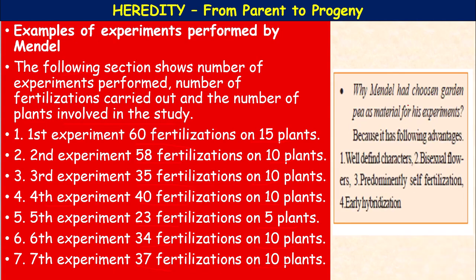So, why had Mendel chosen the garden pea as the material for his experiments? Because of the following advantages. Well-defined characters that we can see easily, phenotypic, meaning which we can see externally. The flowers in the pea plant are bisexual, showing both male and female parts. Predominantly self-fertilization is observed, and early hybridization, we can observe the hybridization process also very easily. That is why he chose the pea plant.